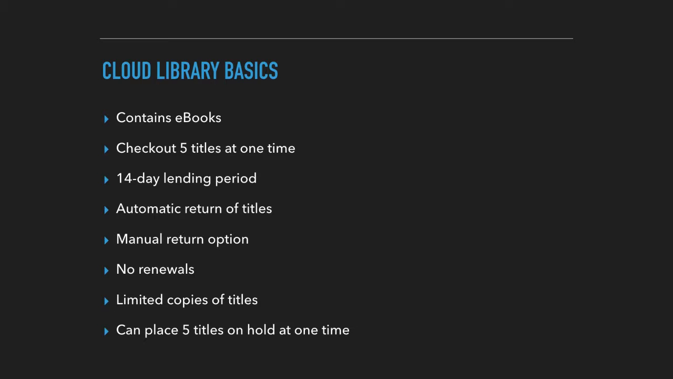Let's review the basics of Cloud Library. So Cloud Library contains ebooks. You can check out 5 items at one time. There's a 14-day lending period, automatic return of titles, and there's also a manual return option as well. There are no renewals, and there's a limited amount of titles, meaning you have to put a hold on certain things. You can place 5 titles on hold at one time.